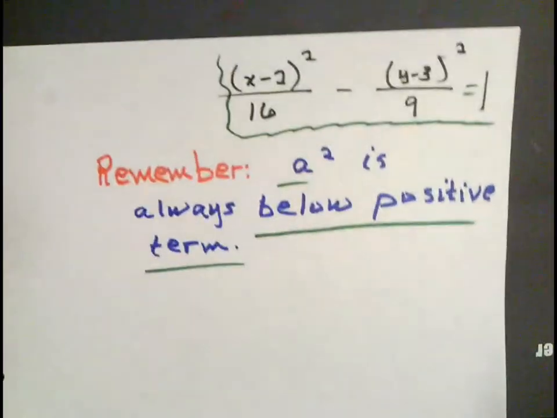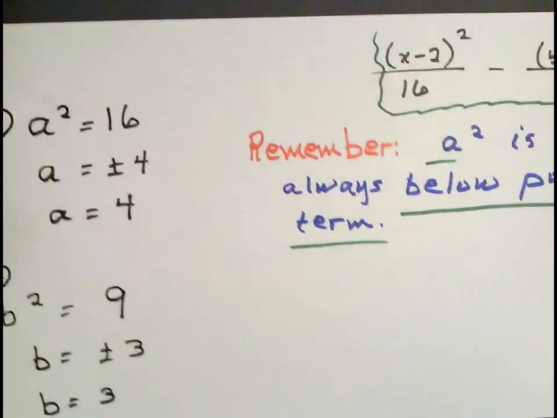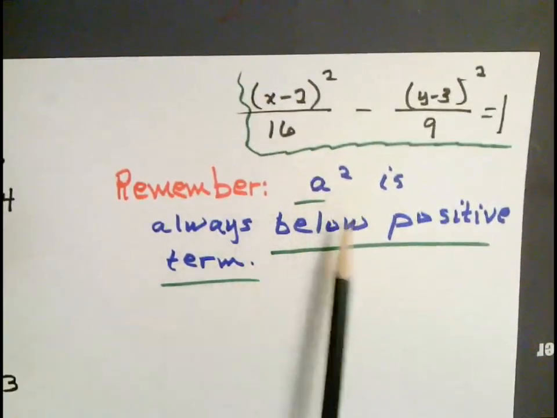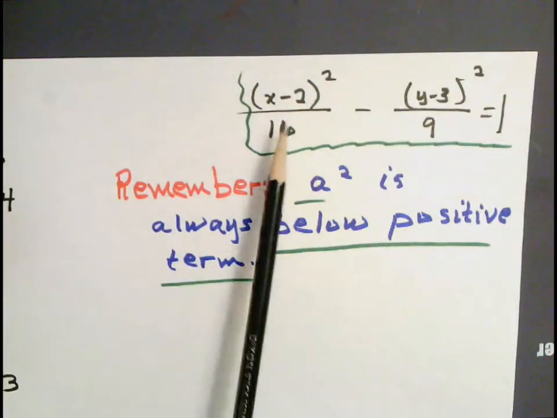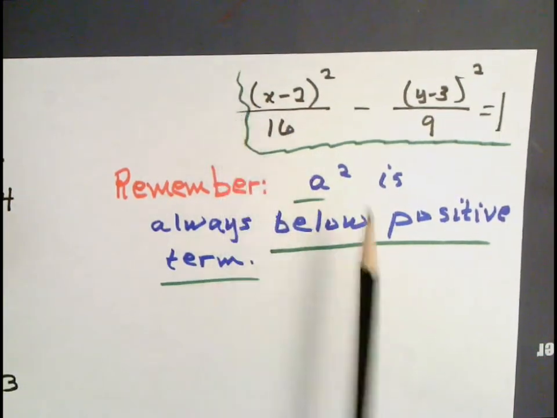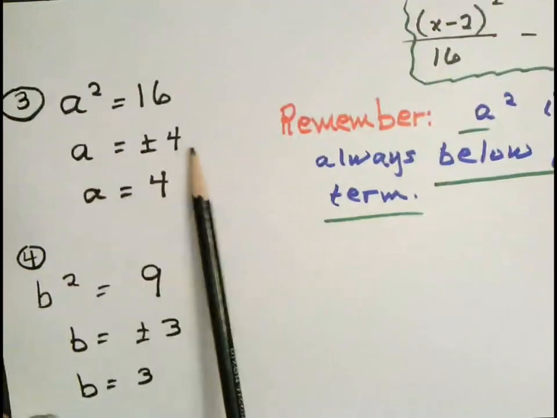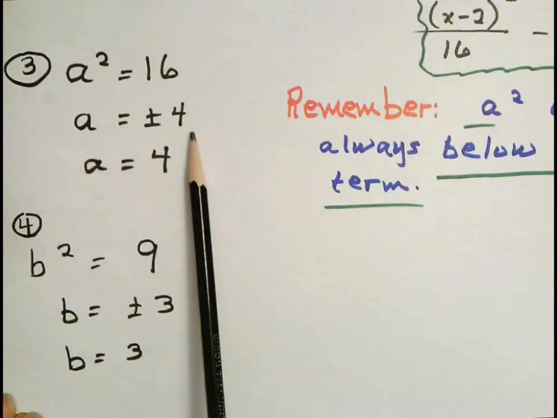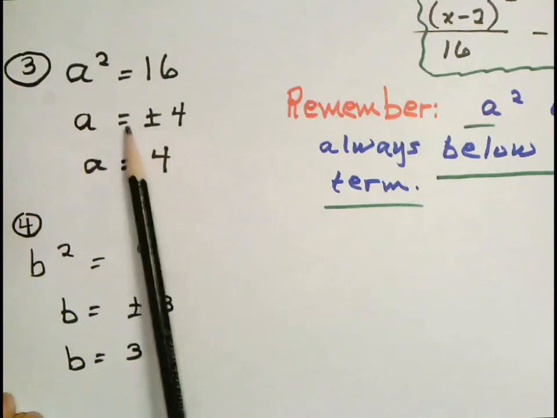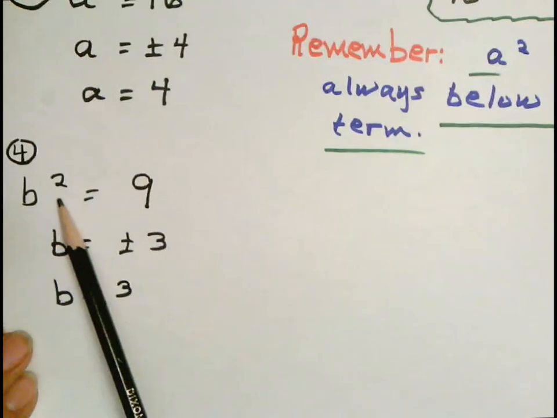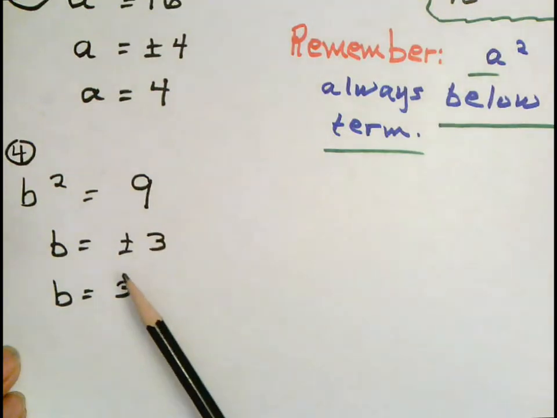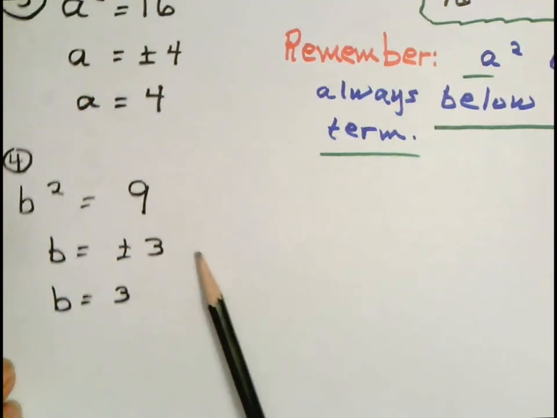Now, the next thing we're going to do, we're going to find the a squared and the b squared. The a squared is always below the positive term. And since our x term is positive, the a squared is going to be 16. You take the square root, you get plus or minus 4, a equals 4. But plus or minus simply means we're going in opposite directions from the center. The b squared is 9. b equals plus or minus 3, b equals 3. And again, the plus or minus simply means we're going in opposite directions from the center.